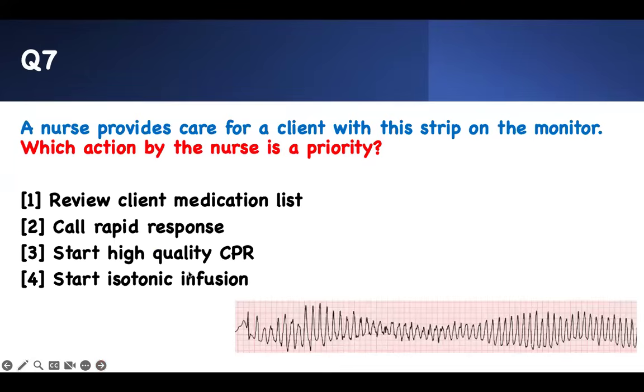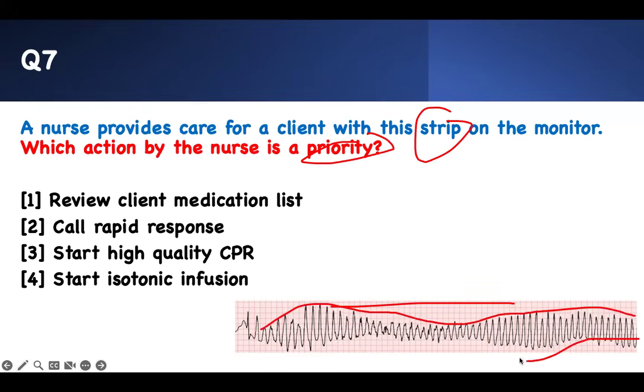A nurse provides care for a client with this strip on the monitor. Which action by the nurse is a priority? Buzzwords, keywords: priority, and the strip. Recognize the strip. You see meandering features here, right? This is what we call Torsades. This is ventricular tachycardia, but it's polymorphic. Polymorphic means different shapes.